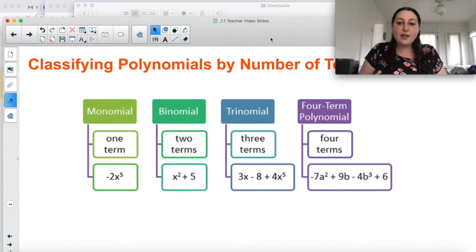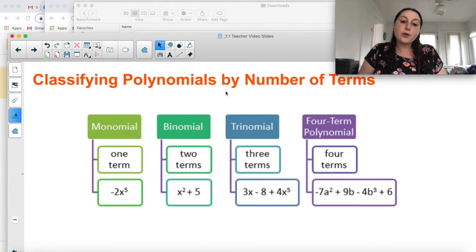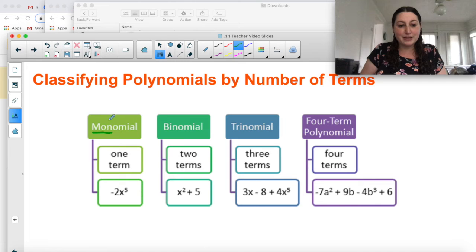Okay, the other way we can classify polynomials is by the number of terms. If it only has one term, it's known as a monomial. Think of a monocle or a monopoly. The prefix mono means 1. Binomial has 2 terms, right? So x squared plus 5.